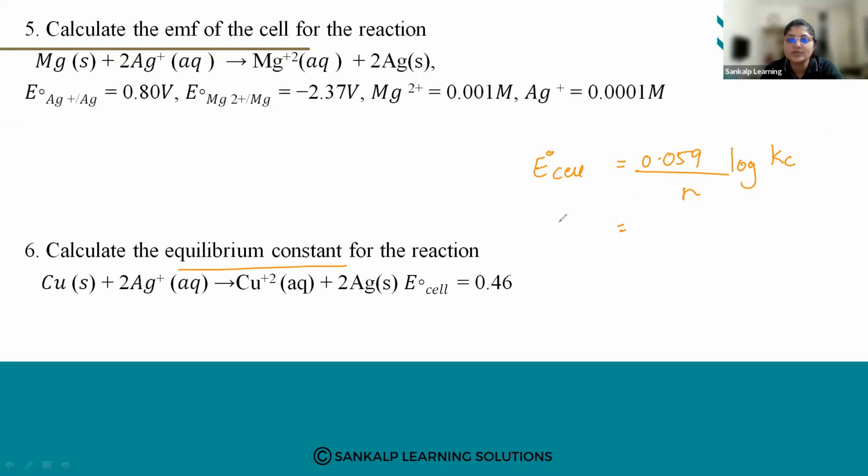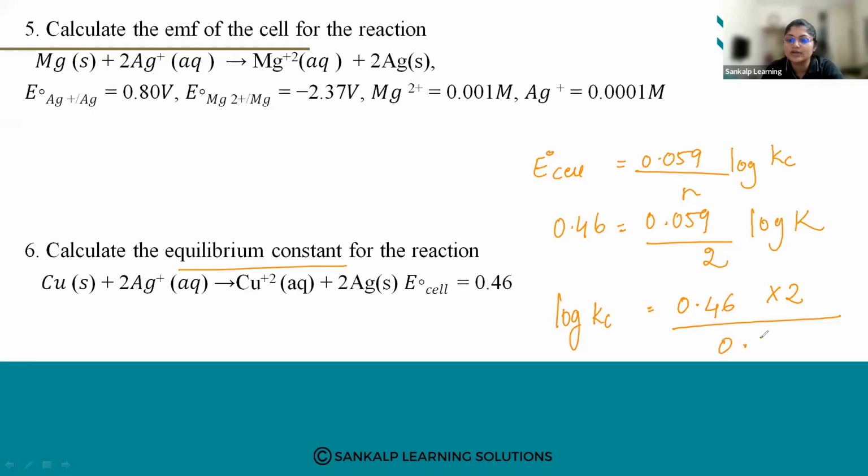Now E naught of cell is given, so it is 0.46. Then 0.059. What is n? n is 2. Then log of Kc. So I'll take this log of Kc here, so this comes here. So this will be 0.46 into 2, then this goes to the denominator. Please solve it. So log of Kc, you get it: 0.46 into 2, and then you divide it by 0.059.